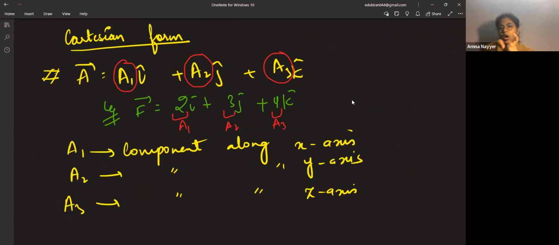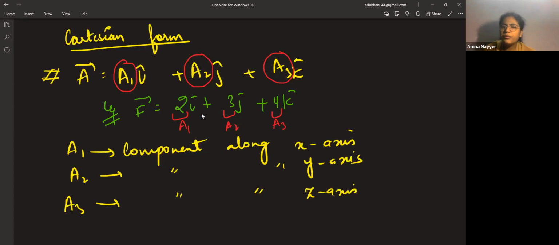In this way, your vectors will be given in Cartesian form. Right now, we are doing Cartesian form. After this, we'll discuss the polar form. Polar form is your laws and all, parallelogram law and all. When we talk about Cartesian form, they are written in I cap, J cap, K cap, means in the form of axes.